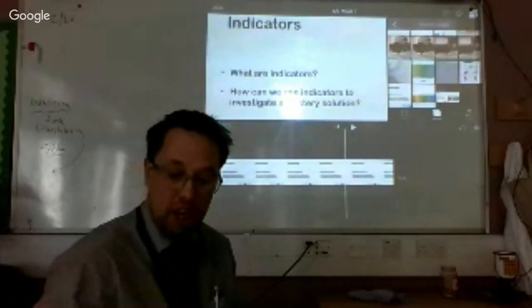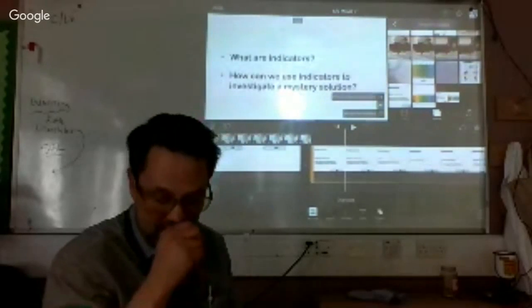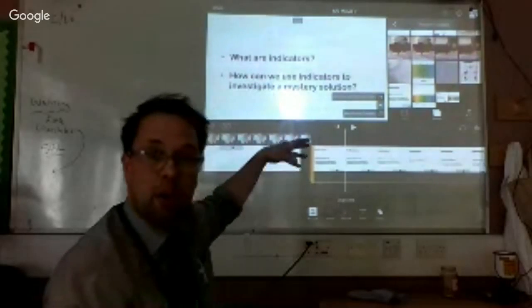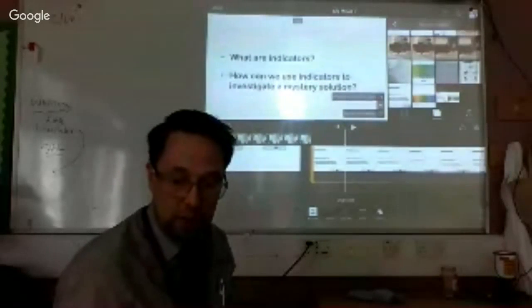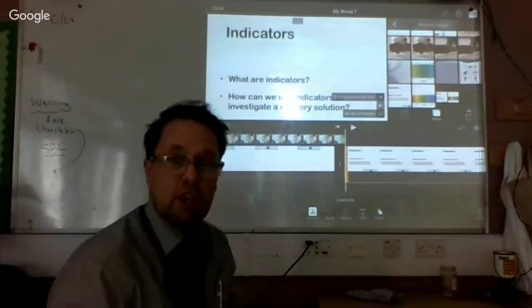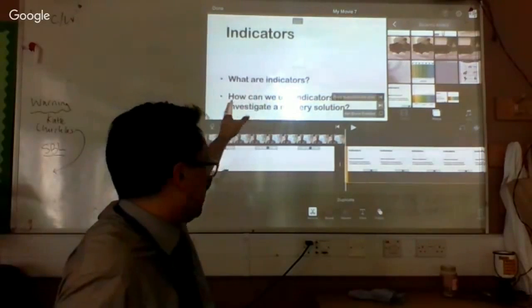Because it would be quite boring with just a white screen with black writing on, I'm going to use one of the features of iMovie, and that is something called Ken Burns, which actually enables you to move a photo about on the screen. So I'm going to put it into a start position. For the start, I want the kids to get a good overview of the whole thing. So I'm going to have the title, indicators, what are indicators, everything on the screen there.